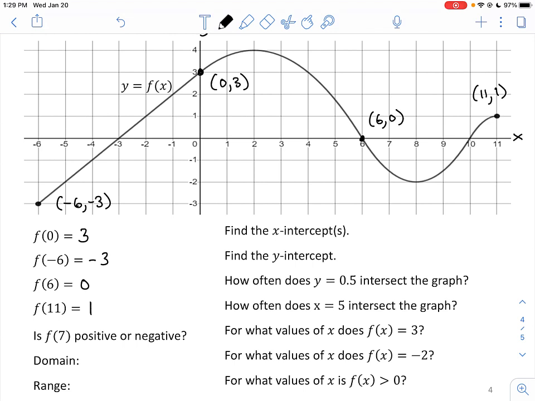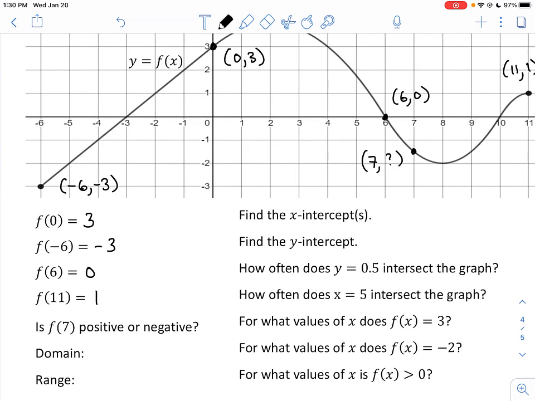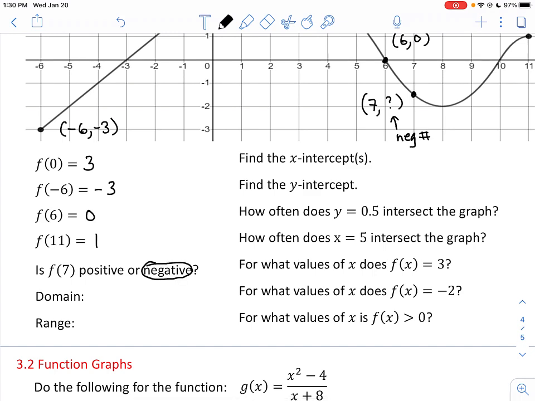Okay, now is f of 7 positive or negative? Well, f of 7, we can put a question mark there, but we certainly know that it's negative. So that question mark has to be a negative number. So f of 7 is negative because the point corresponding to x equals 7 is below the x-axis.